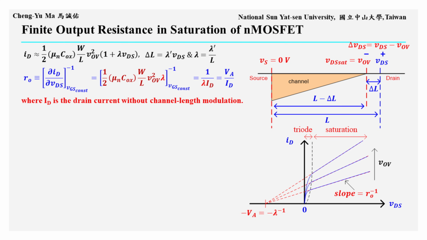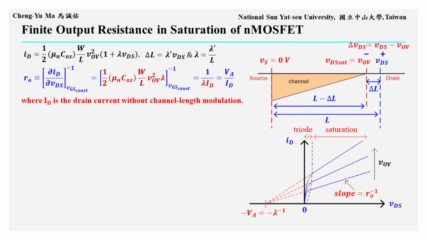From the ID versus VDS curve, the slope in the saturation region is defined as the reciprocal of the output resistance, RO. Therefore, the MOSFET output resistance RO is the reciprocal of the derivative of ID with respect to VDS in saturation. Substituting the current equation gives RO equals the inverse of 1/2 mu n C oxide W over L times VOV squared times lambda. This is equal to 1 over lambda ID, or VA over ID, where ID is the drain current without channel length modulation.